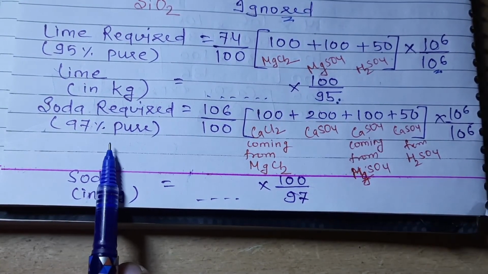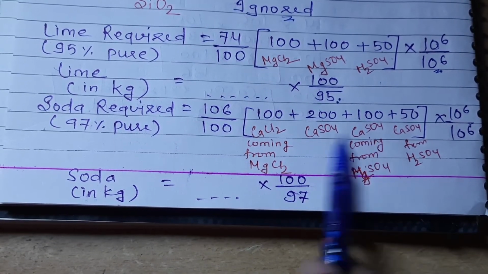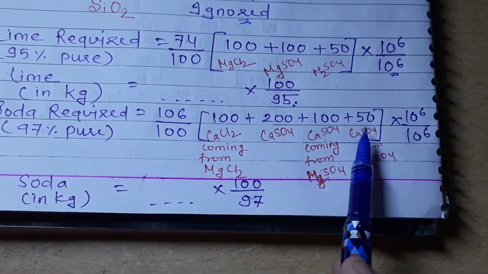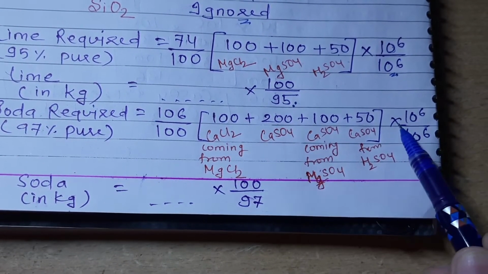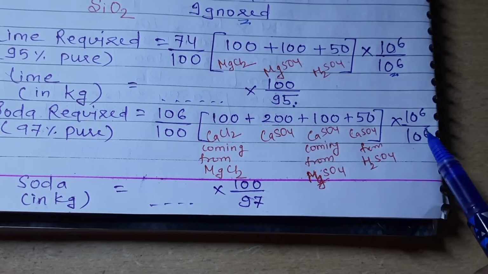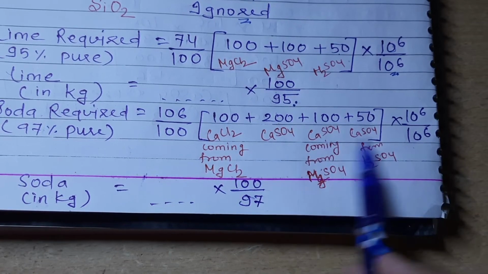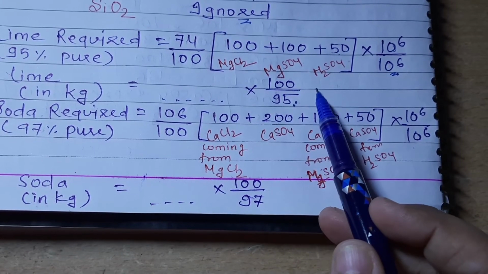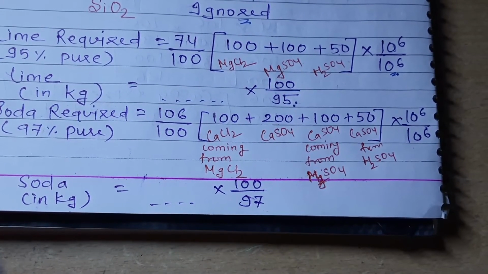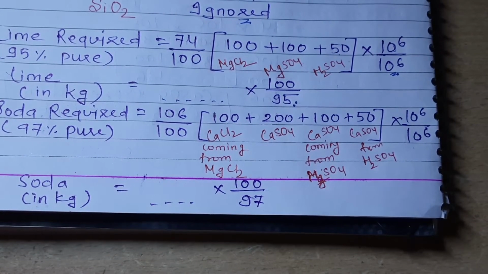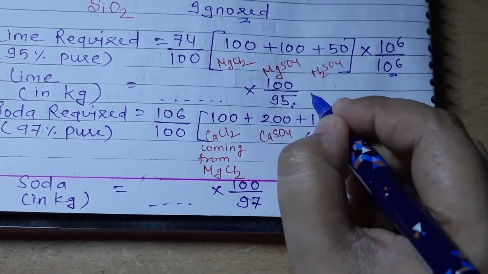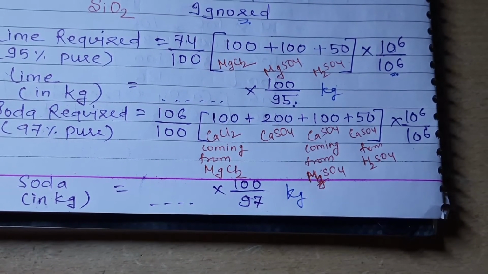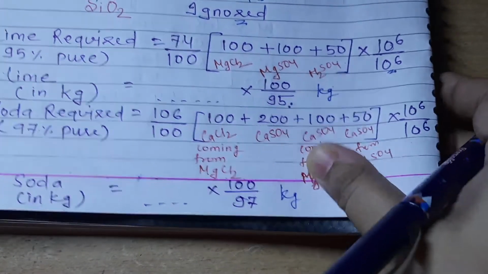Next is the soda requirement. Soda given is 97% pure, and we have put all the values in the given formula. This is actually as per the formula. And again we will multiply it with 10 raised to power 6, that is volume of water, upon 10 raised to power 6, because we are converting milligram to kilogram. And after calculating all this, we will multiply it with 100 upon 97 with a similar reason that we have taken for lime. That is, soda is given in 97% purity. So finally you will get lime in kilogram and soda in kilogram, the actual quantity required for the complete removal of hardness in the hard water.